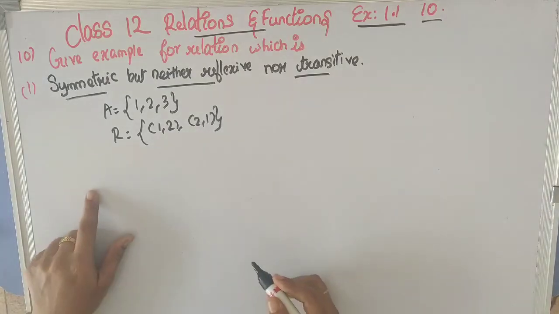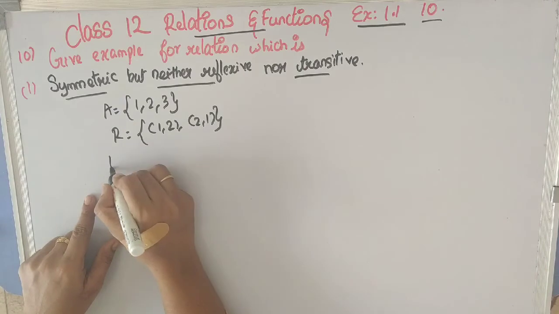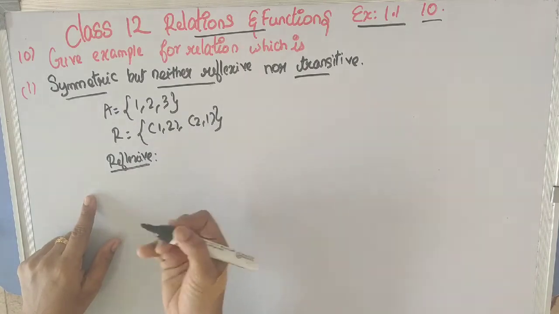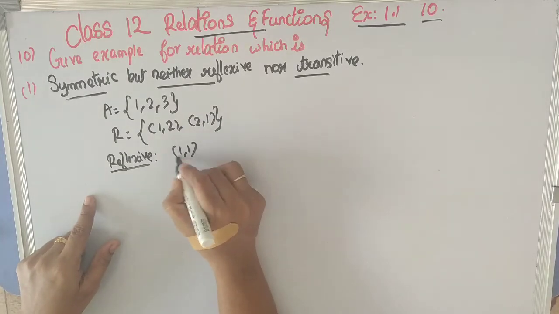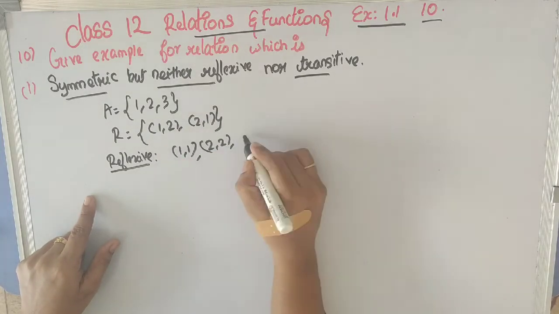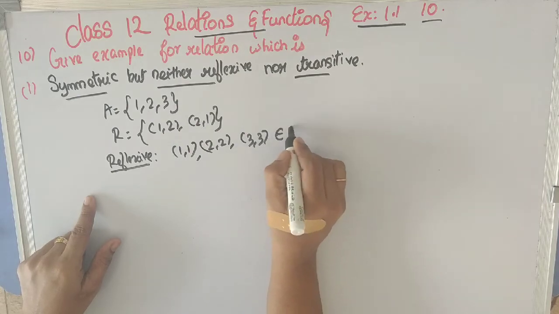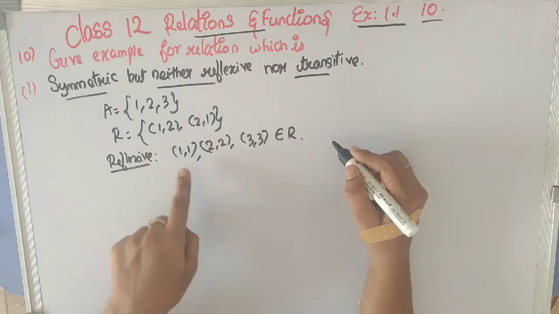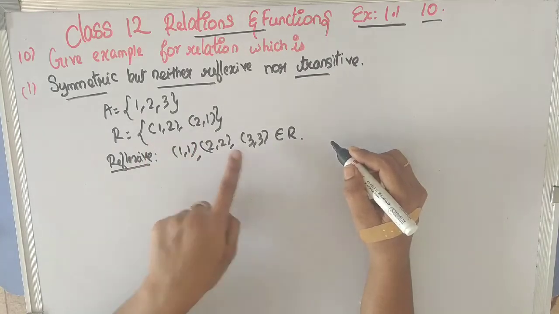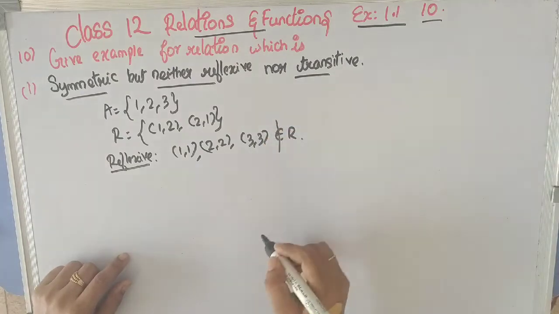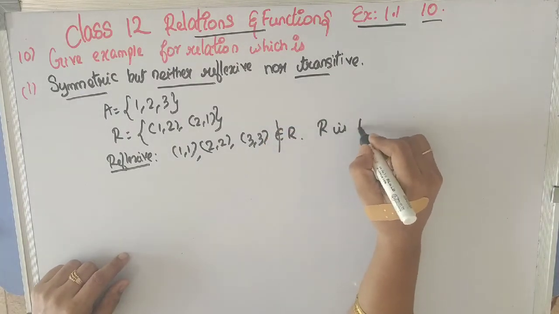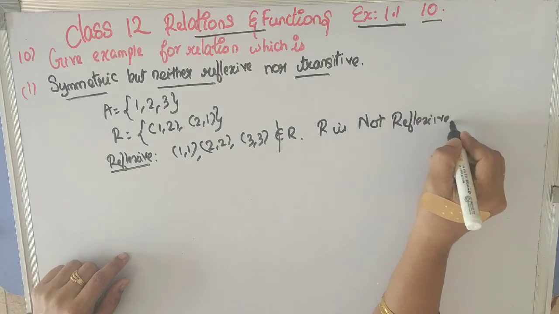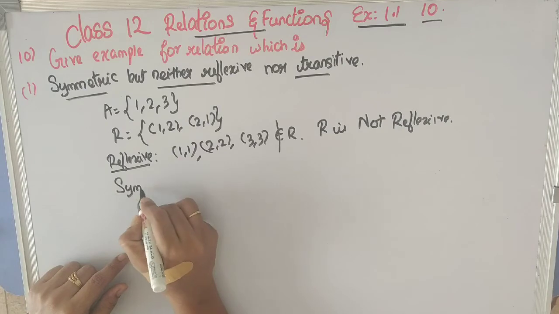Okay? Now let's check whether this relation is reflexive. What is a reflexive relation? The ordered pairs must have the same x and y, that is (1, 1), (2, 2), (3, 3). Such ordered pairs must be elements of R. Is it possible here? No, isn't it? These three ordered pairs are not found in R. Therefore, this relation is not reflexive. Clear? (1, 1), (2, 2), (3, 3) are not elements of R. Therefore, R is not reflexive.